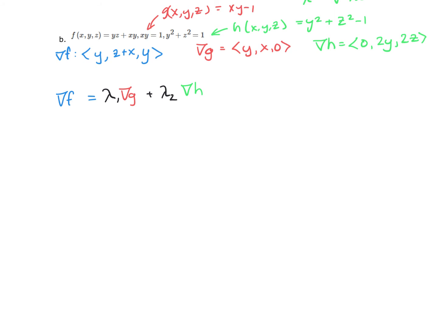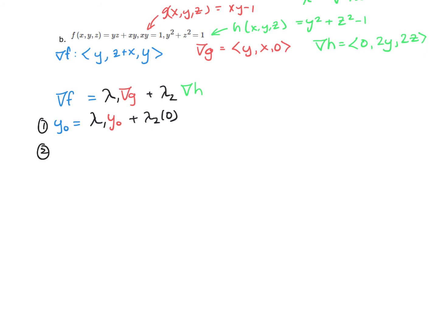So I'm going to have y naught is equal to lambda sub 1 y naught plus lambda sub 2 multiplied by 0. So here's my first equation. Normally I like to set out all my equations to begin with. So here's my first one. I'm going to label this as number 1.